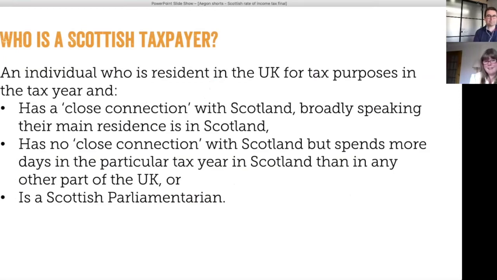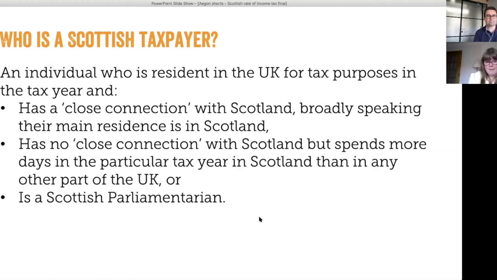So basically the individual has to be resident in the UK for tax purposes in the first instance in the tax year. So they have to qualify under that rule first of all, and then they also have to have a close connection with Scotland. So broadly speaking, their main residence is in Scotland.